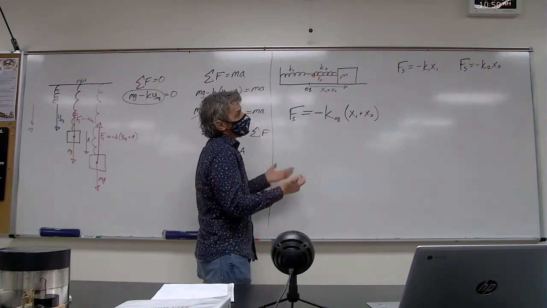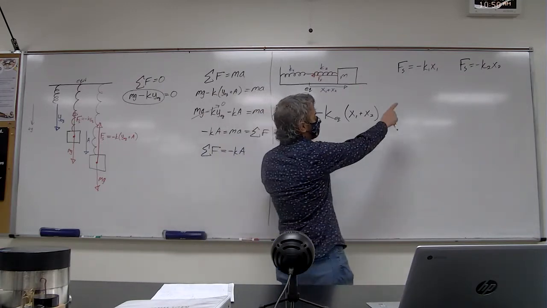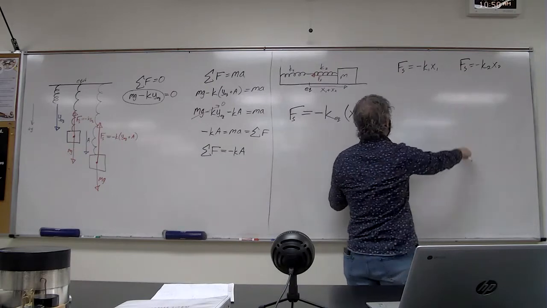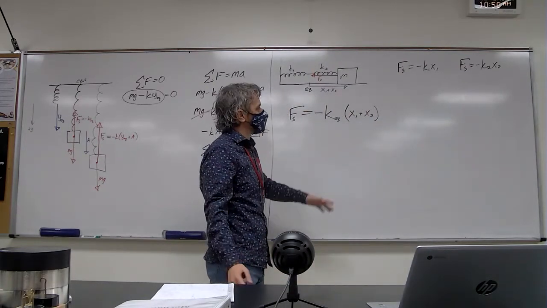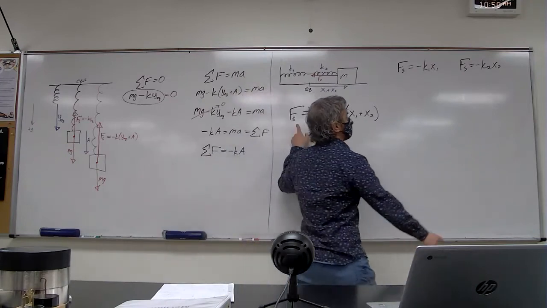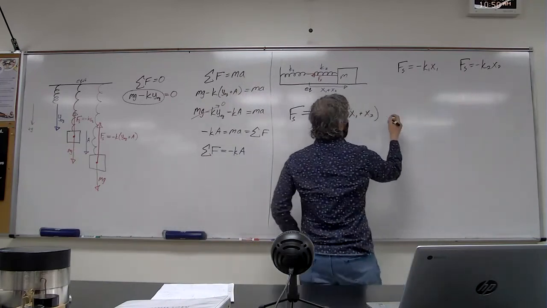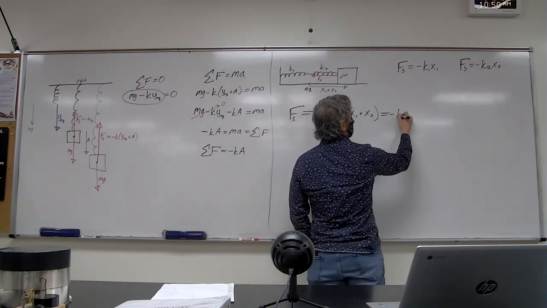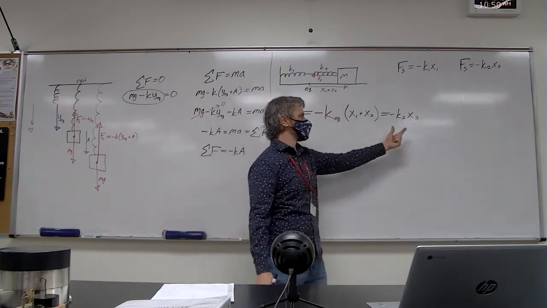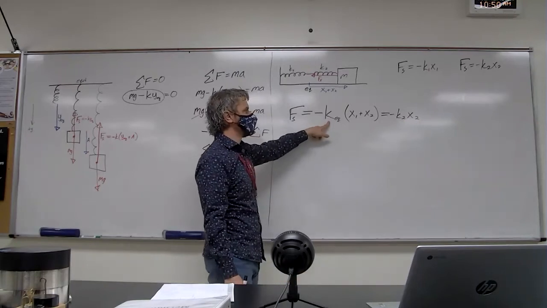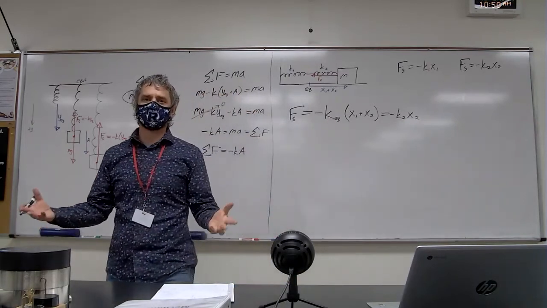So what I can do is just say, if that spring force is equal to this spring force, I can just set them equal to each other. Just for the heck of it, I'm going to set this spring force equal to that spring force. So this is equal to negative k2 times x2. I know this spring force has to equal that one. I'm trying to solve for KEQ in terms of things that are constant.